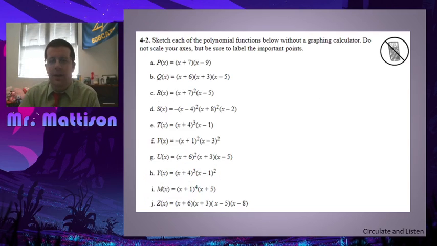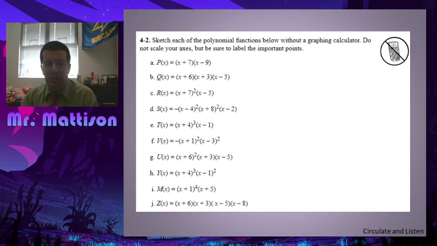We went over how we can make a graphical prediction based off of these factored forms of polynomials. So using those rules that we talked about last time, for A through J here, we're just going to go ahead and do a quick sketch of what those graphs would be.